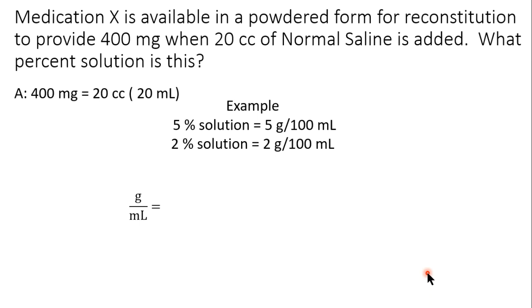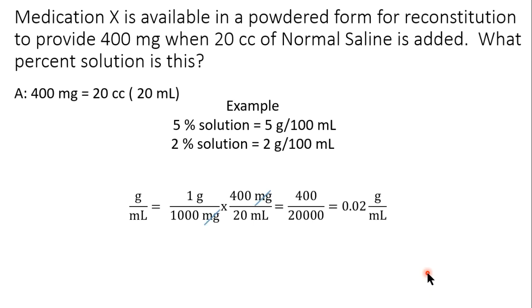Since we have the available medication in terms of milligrams, we use a conversion ratio of 1 gram over 1,000 milligrams times 400 milligrams over 20 milliliters. The milligrams cancel out. So we have 400 divided by 1,000 times 20, which is 20,000. And once we divide, we are left with 0.02 grams per milliliter. Now, we are asked for the percent solution, so we multiply that times 100, and it gives us 2% solution.